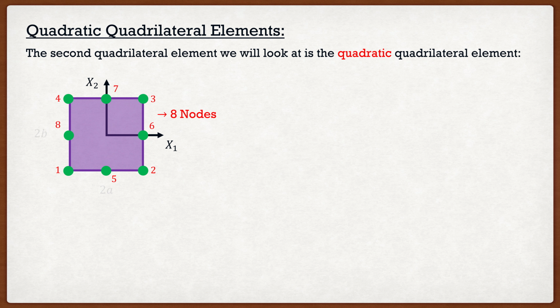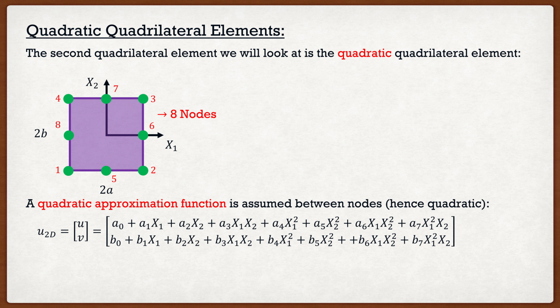Now again, for the simplicity of the calculations, I'm going to say that the base is 2a and the height of the element is 2b. As we're dealing with a quadratic quadrilateral element, our approximation is actually going to be quadratic in nature. So instead of a0 plus a1 times x1 plus a2 times x2 plus a3 times x1 times x2, well, we add an additional 4 terms, and they are a4 times x1 squared, a5 times x2 squared, a6 times x1 times x2 squared, and a7 times x1 squared x2.